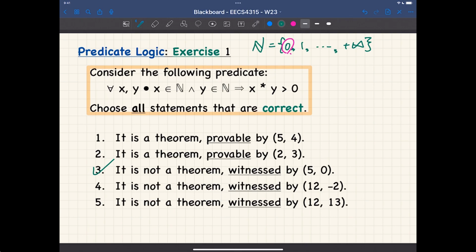Over here, you can think about 5 is a natural number, and 0 is a natural number, and implies 5 multiplied by 0 larger than 0. And this part over here is definitely true. This part over here is definitely false. So true implies false. Overall, you got false. Not a theorem. So number 3 seems pretty good. All right? How about number 4?